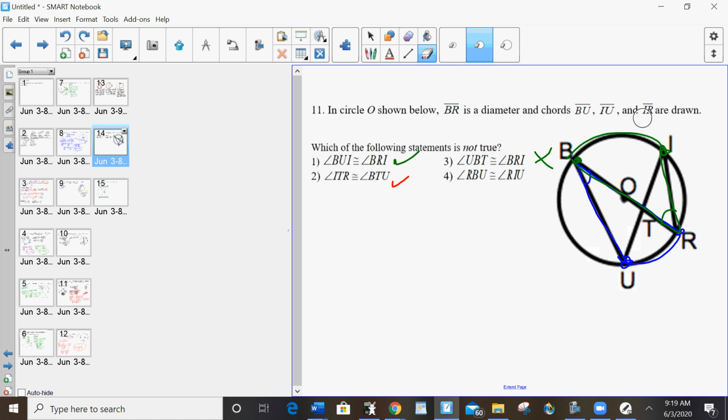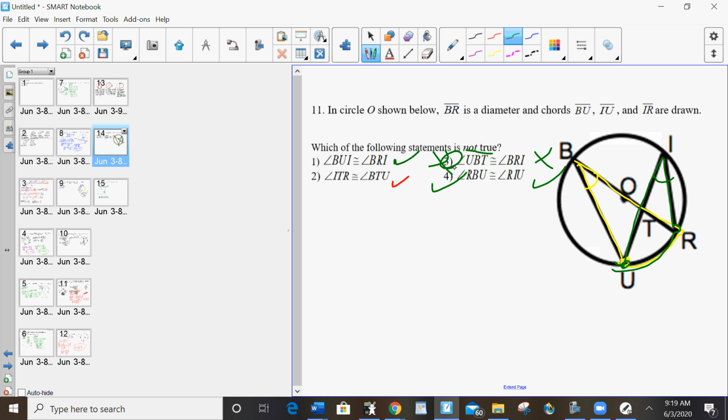And I'm going to go through the final choice. RBU is inscribed. It intercepts RU. RIU is inscribed. It intercepts RU. They intercept the same arc. Therefore, they're congruent. Which of the following statements is not true?